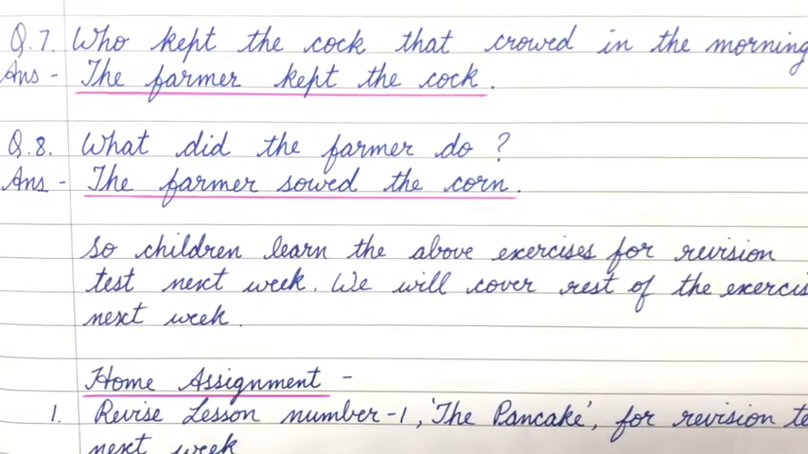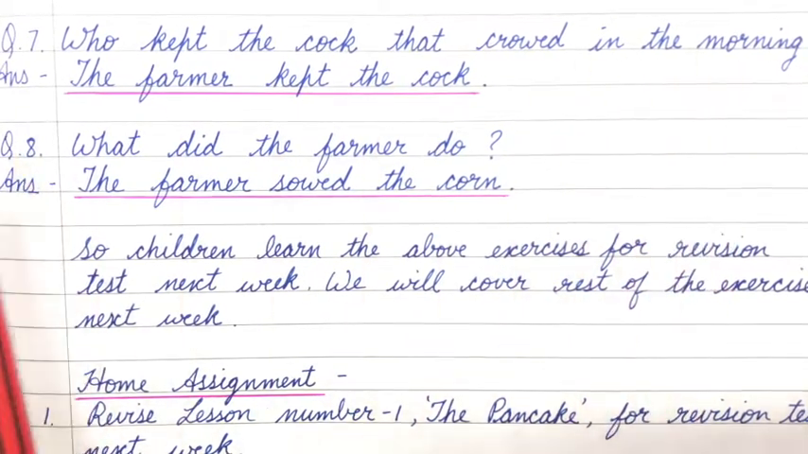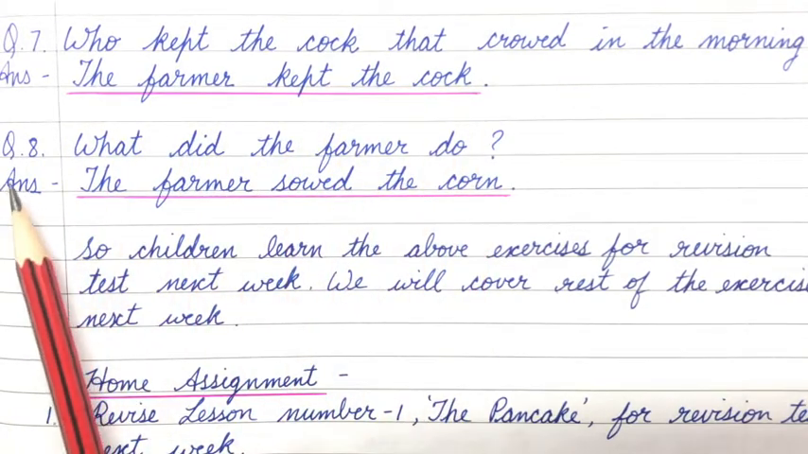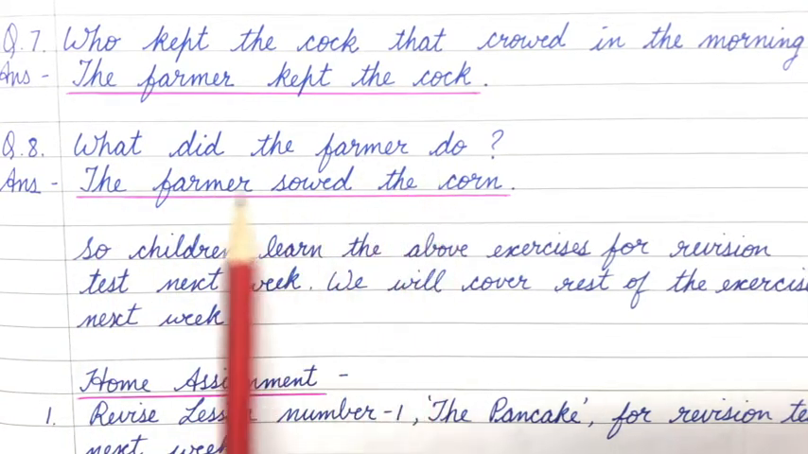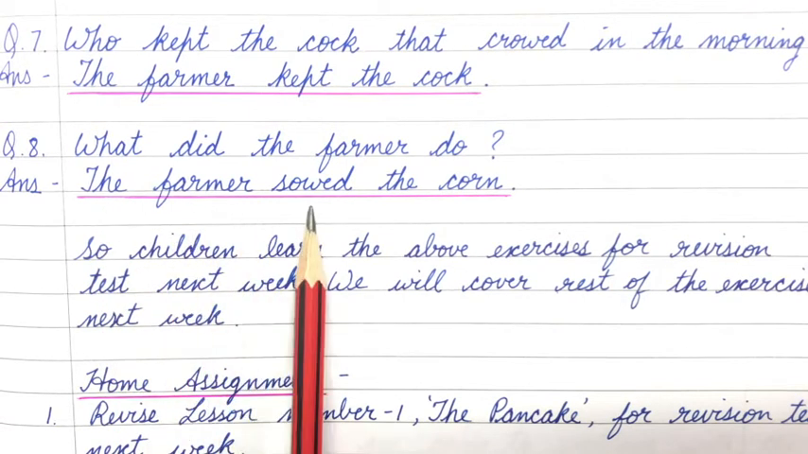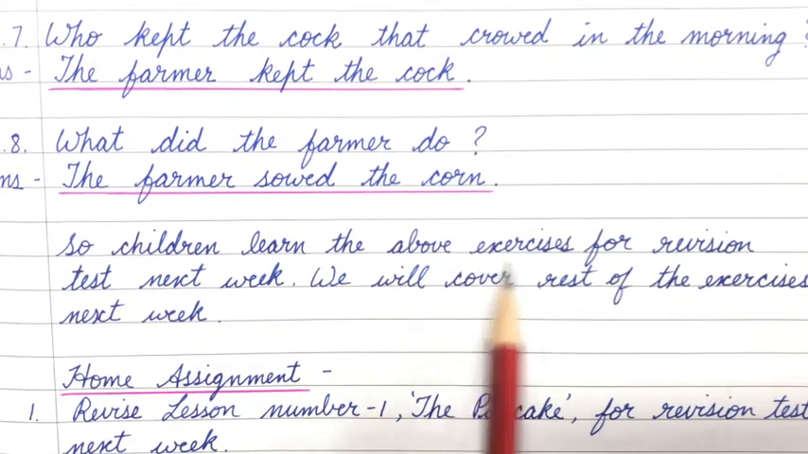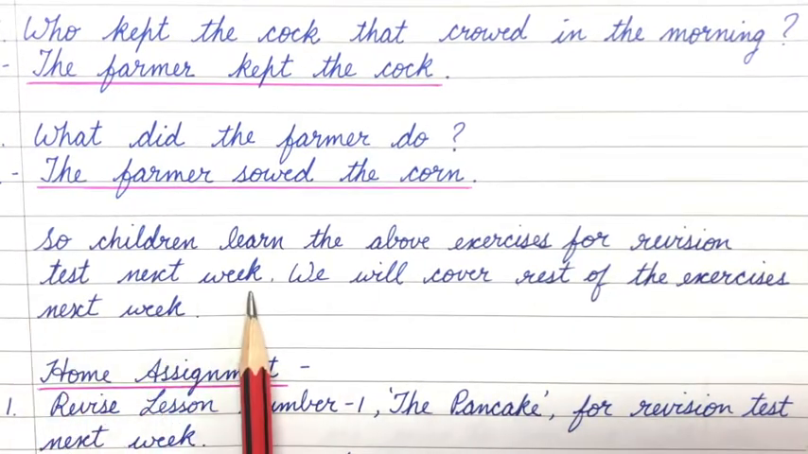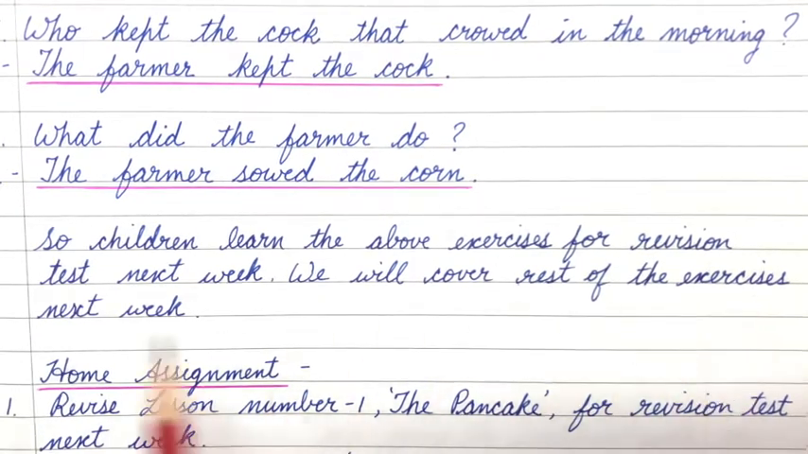Question number 7. Who kept the cock that crowed in the morning? The answer is the farmer kept the cock. Question number 8. What did the farmer do? The answer is the farmer sowed the corn. So children, learn the above exercises for revision test next week. We will cover the rest of the exercises next week.